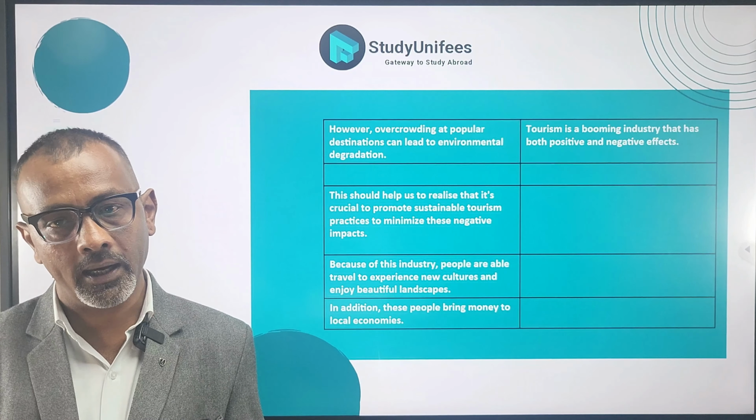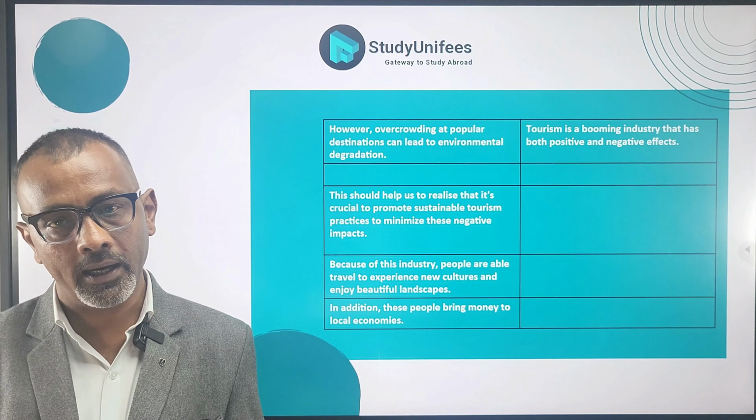The fourth sentence, because of this industry, is the follow-up to the word industry in the first sentence. This looks like a very good candidate for the second sentence. In addition, which starts the fifth sentence, is also not a good follow-up. And also because of the phrase these people, which means that the previous sentence should talk about some people. So, let's put the fourth sentence in the next slot.